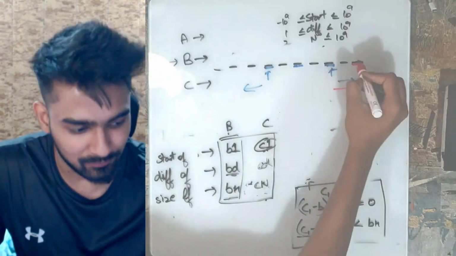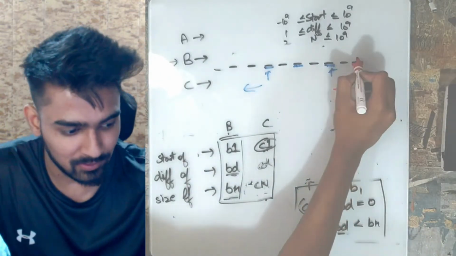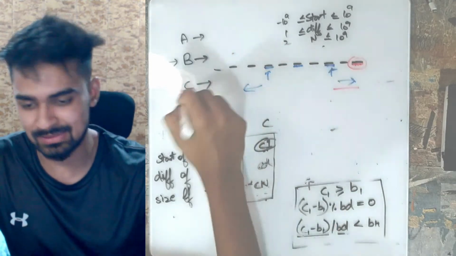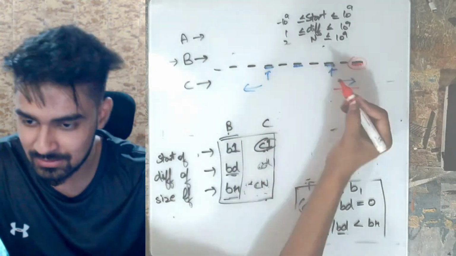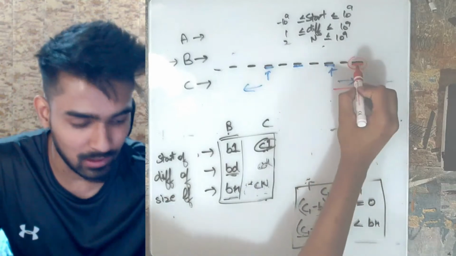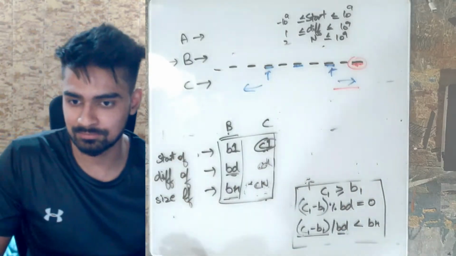Because if you add that value in A, then A and B will have a common value, and this should be present in C as well. But since it is not present in C, that means you cannot add that value in A.